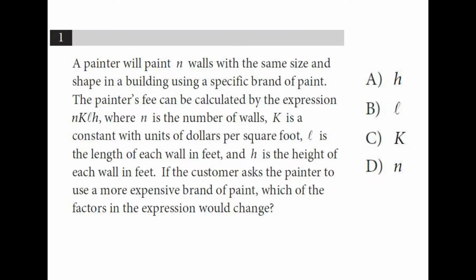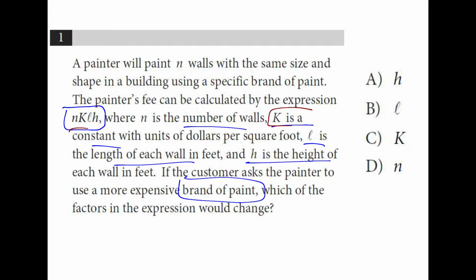A painter is painting n walls and has this formula, where n is the number of walls, k is a constant, L is the length of the walls, and h is the height of the walls. If we're changing the brand of paint, which variable could that be? Well, that's going to be this unknown constant with units of dollars per square foot. None of the others make sense.